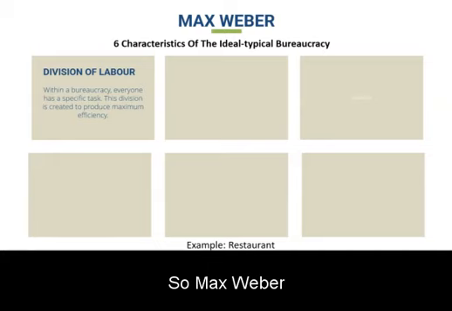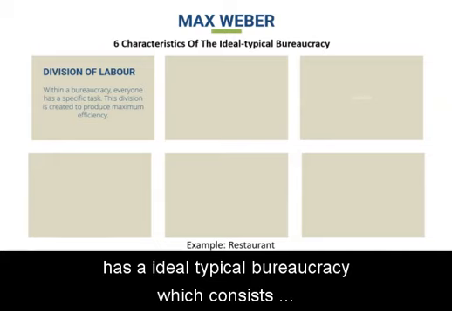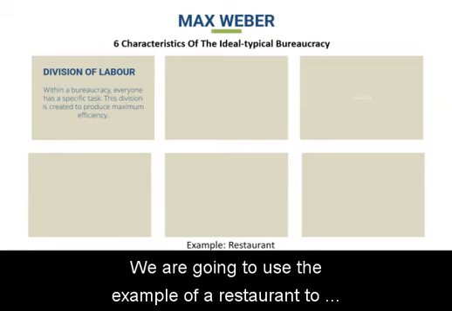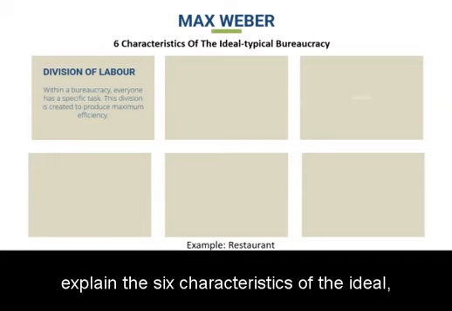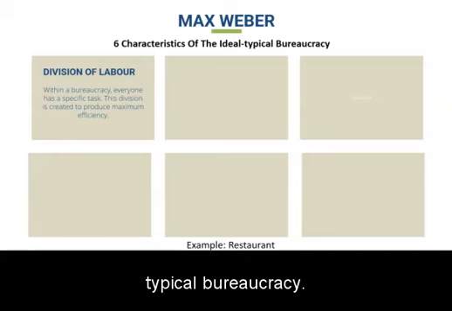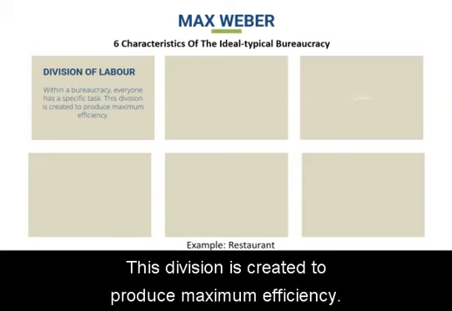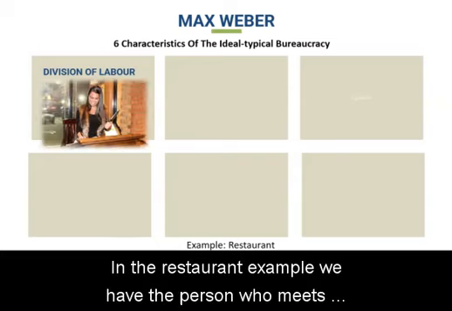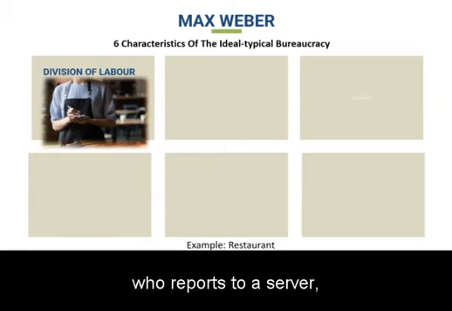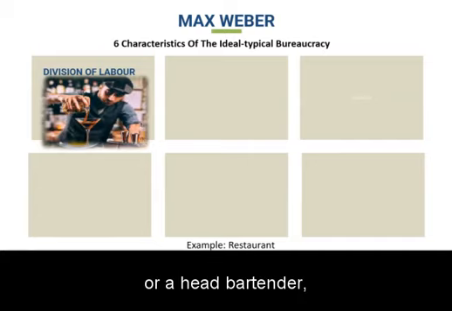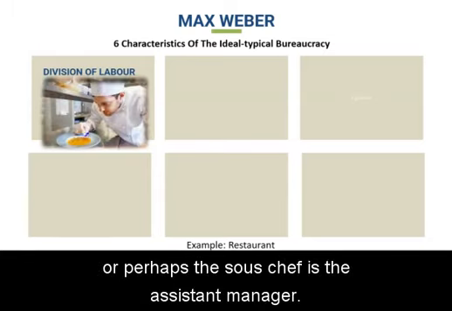So Max Weber has an ideal typical bureaucracy which consists of six characteristics. We're going to use the example of a restaurant to explain the six characteristics of the ideal typical bureaucracy. Division of labor. Within a bureaucracy, everyone has a specific task. This division is created to produce maximum efficiency. So in a restaurant example, we have the person who meets you at the door, who reports to a server, who may report to a sous chef or a head bartender, or perhaps the sous chef is the assistant manager.